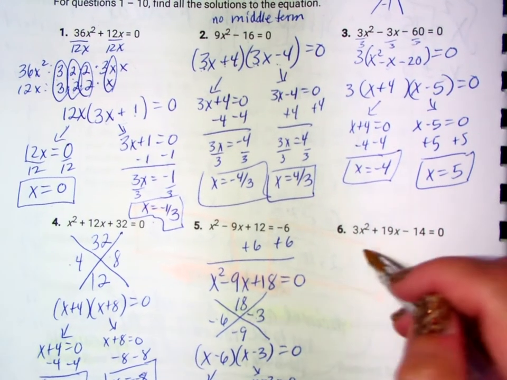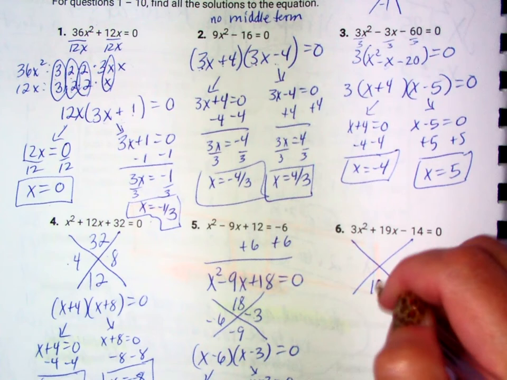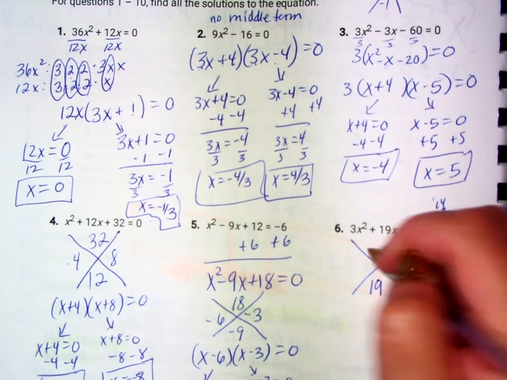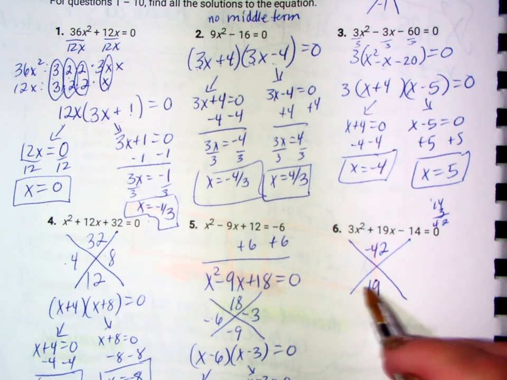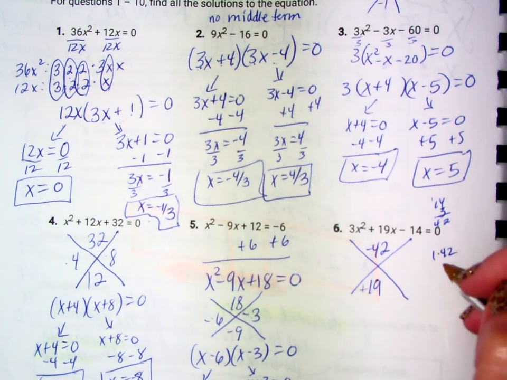All right, this one over here, -14 times 3. It's a really big number. 14 times 3 is 42. So what times what makes 42 and adds up to positive 19? This one may not come as easily, so let's write it out just in case.